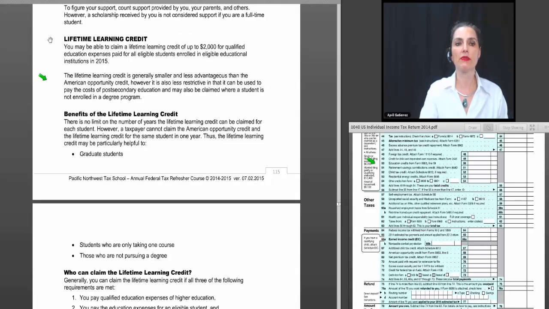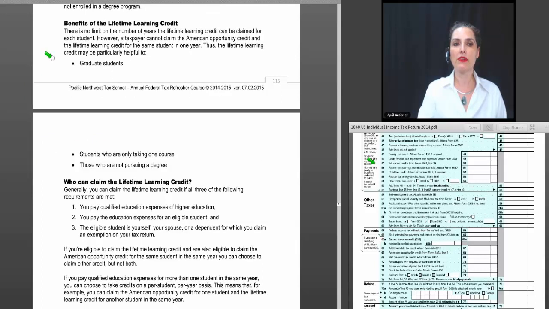Next up, we have the Lifetime Learning Credit. You may be able to claim a Lifetime Learning Credit of up to $2,000 for qualified educational expenses paid for all eligible students enrolled in eligible educational institutions during the year. The Lifetime Learning Credit is generally smaller and less advantageous than the American Opportunity Credit. However, it is also less restrictive in that it can be used to pay the costs of post-secondary education and may also be claimed where a student is not enrolled in a degree program.